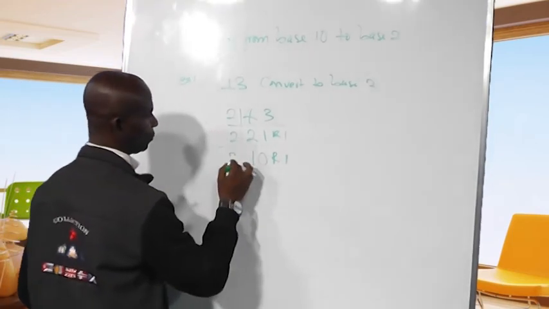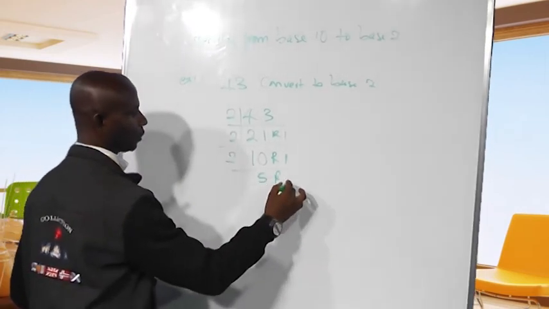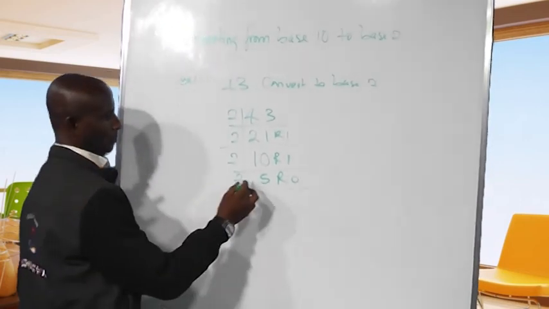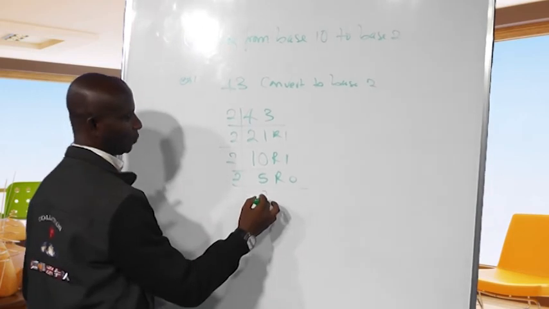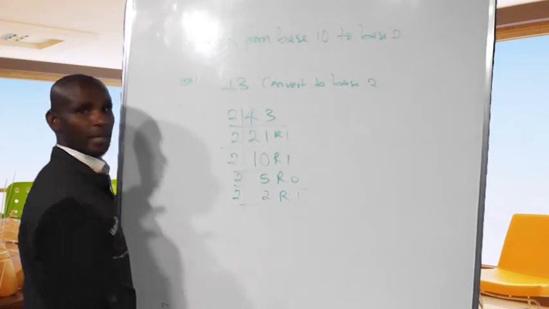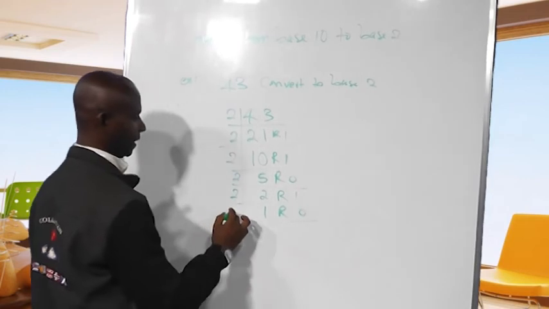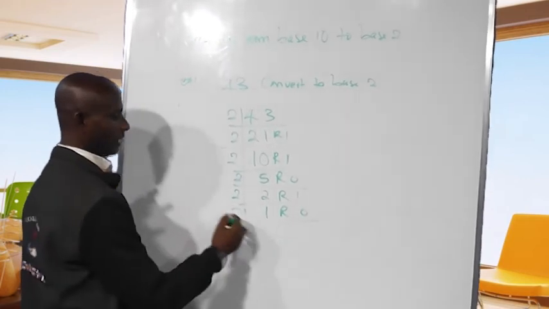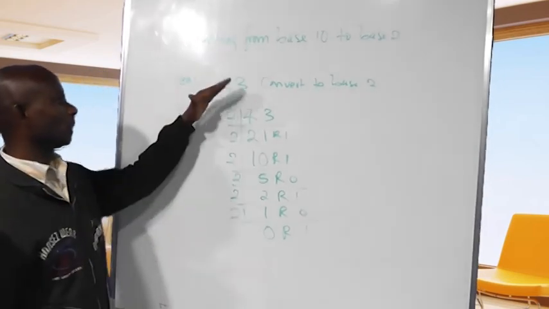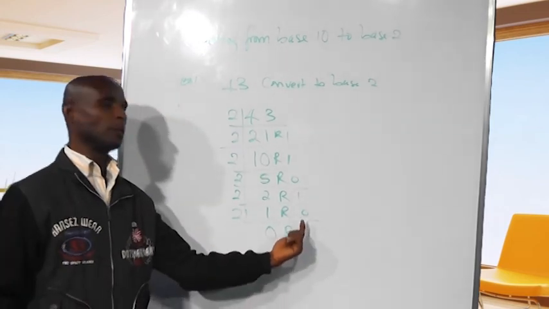We divide again by 2. 10 divided by 2 is 5. Remainder 0. We divide again by 2. 5 divided by 2, we have 2. Remainder what? 1. We write a 2 here. 2 divided by 2 is 1. Remainder what? 0. We draw a line here. Continue to divide. 1 divided by 2 is 0. Remainder what? Remainder 1. I was saying that when you keep on dividing, you come to a stage where you don't have anything to divide here.